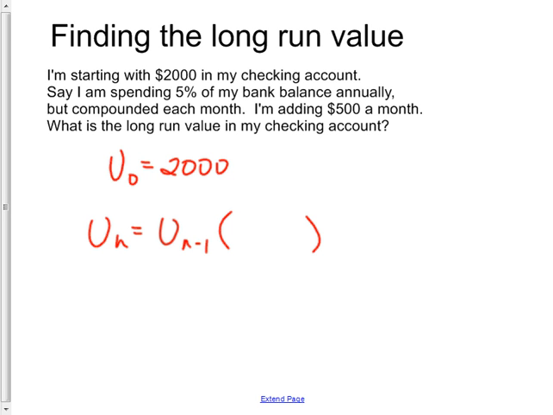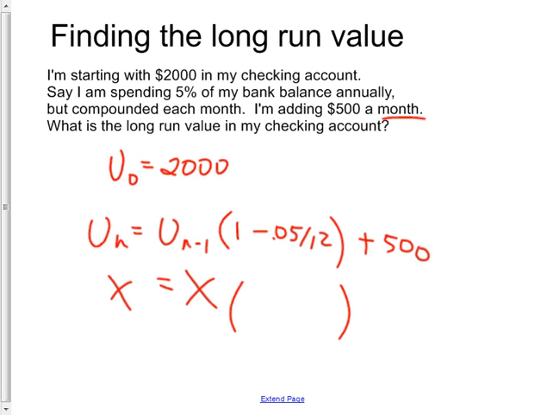Okay, UN and UN minus 1. And then I have 1, and these don't even work unless you are having decay. 1 minus 0.05. And then this is monthly. As soon as it says it's monthly payments, I know it has to be divided by 12. And then I'm adding 500 a month. Okay, now to get the long run value, you'd know how we do this, right? We'd put an X here, we'd put an X here, and we would figure out that decimal. I don't know what it is, but it would be some really 0.99 whatever.